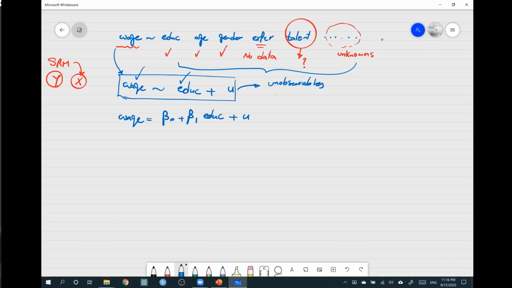unobservables, right? And remember, these unobservables can be a combination of many things: something truly unknown, or some variables that are hard for us to collect data on, like talent, and some other variables that for some reason we're going to skip and ignore. So in simple regression analysis, you're going to stick to only one of those variables. I can write education here, I can write age, gender, or experience, but in this model, whatever it is, we're going to deal with only one explanatory variable.